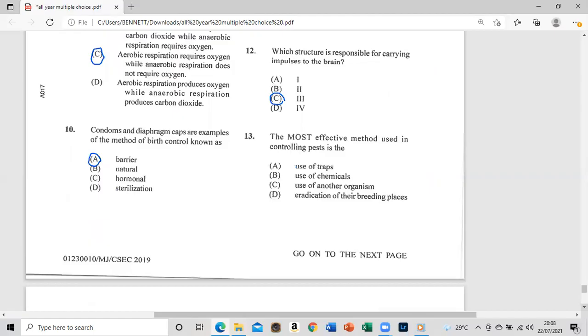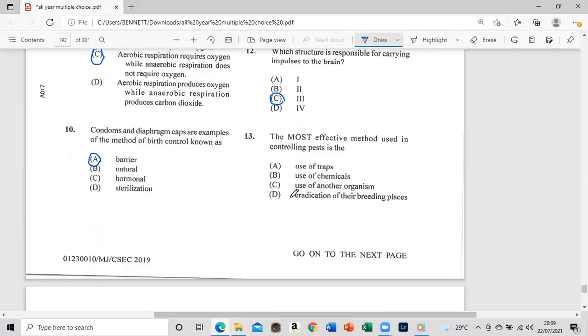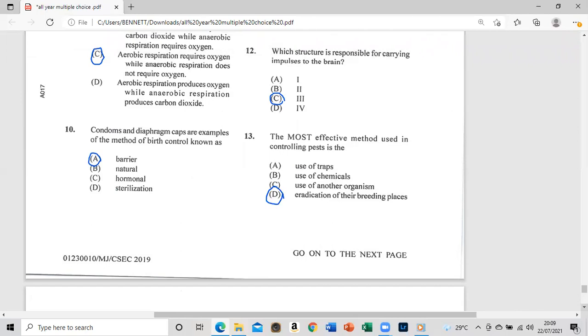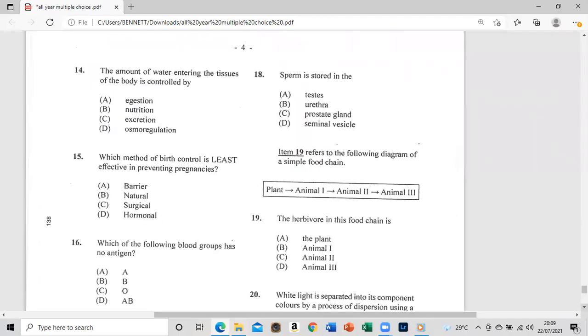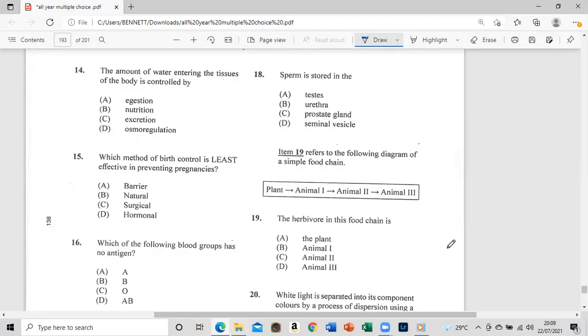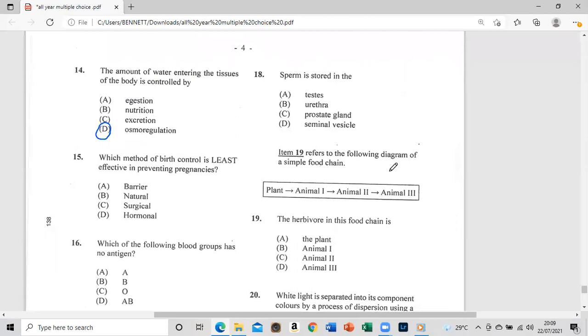The most effective method used in controlling pests is: the use of traps, the use of chemicals, the use of another organism, or eradication of their breeding places? D would be the best option, because when they can't breed, you're good to go. Let's move on to 14. The amount of water in the tissues of the body is controlled by: A, digestion; B, nutrition; C, excretion; or D, osmoregulation? And that would be osmoregulation. Osmo, as it suggests, water, like osmosis. So 15 now.